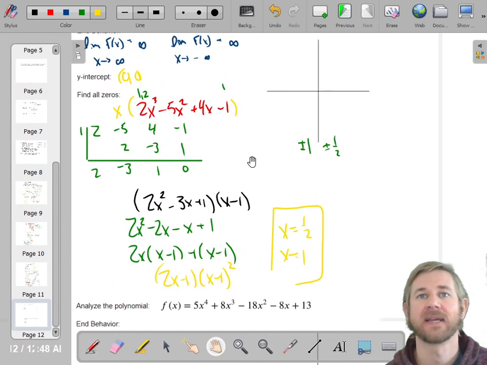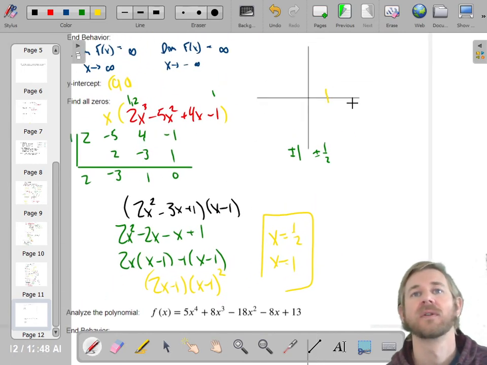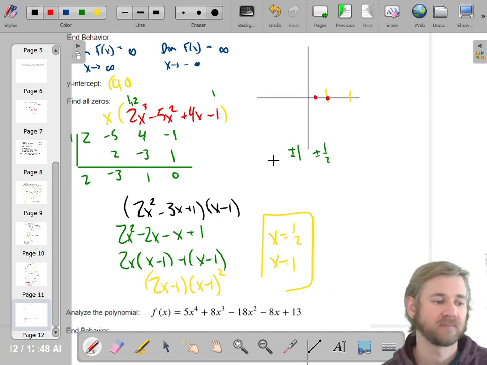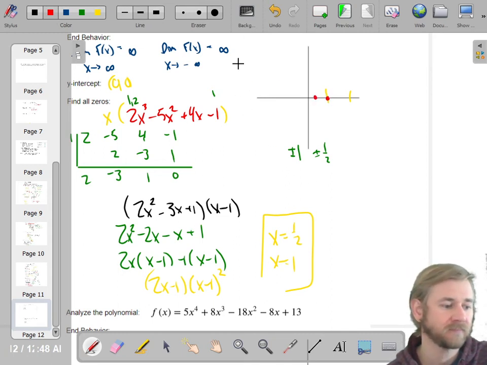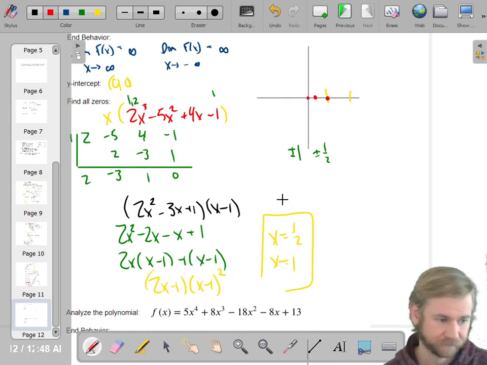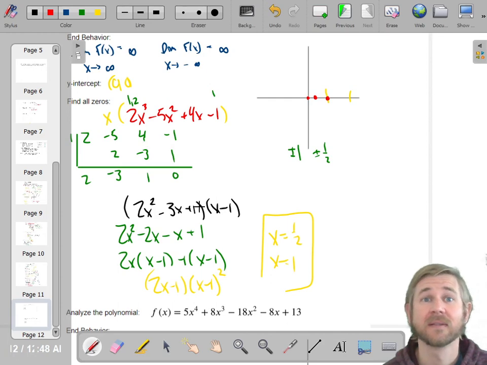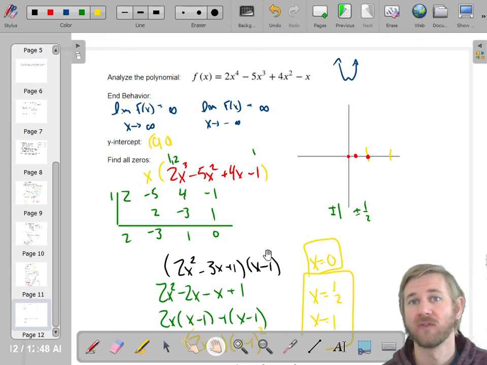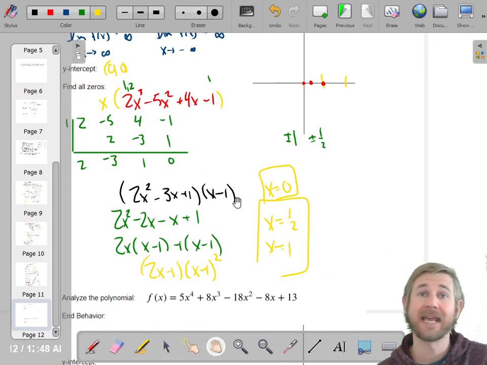So let's put them on the x-axis. 1/2, positive 1. Oh, and 0. Don't forget about 0. We'll put that on there. X equals 0. There we go. Because x was a factor. Remember, x was a factor, so don't forget about 0. So I have 3 x-intercepts.